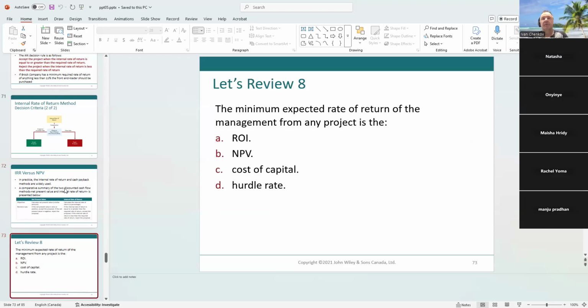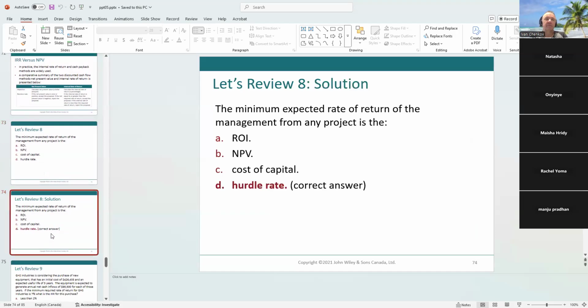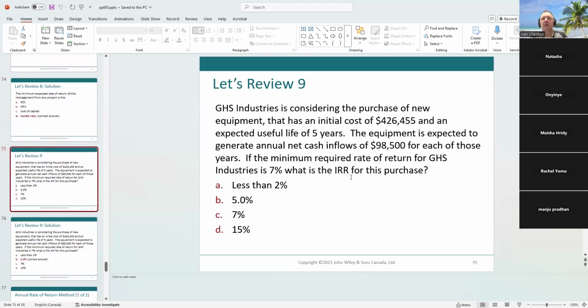Minimum expected rate of return, what are we going to call it also? Hurdle rate. Yes, that's correct. And if we have to do this question together, let's go to the Excel spreadsheet one more time.